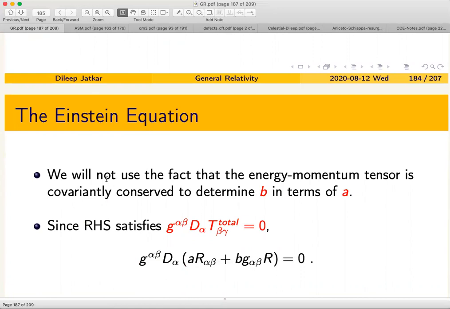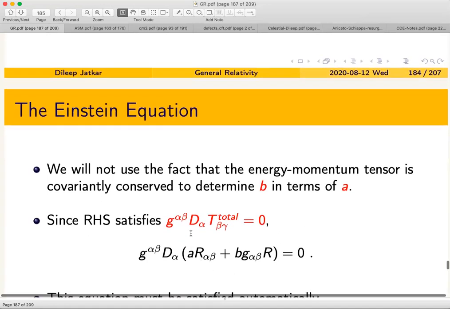Yeah, there's a typo here. We now use the fact that the energy momentum tensor is covariantly constant, and we can use that to determine b in terms of a.